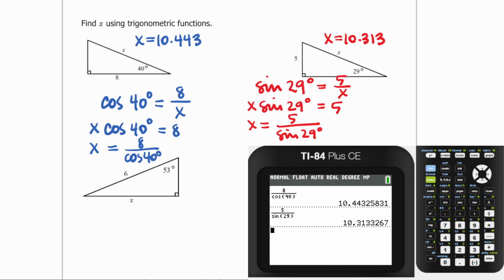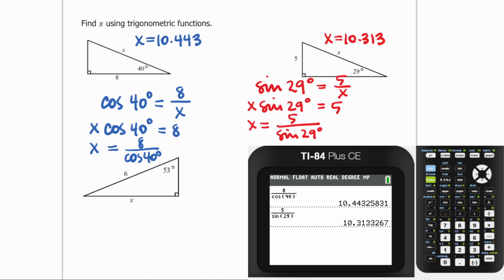And what I liked about this is that it makes a lot of sense, in keeping with what we learned in the last video about 30, 60, 90 triangles. 29 is really close to 30 degrees, so I would expect x, the hypotenuse, to be really close to twice the length of the shorter leg. So it'd be really close to 10, and that's what I saw.